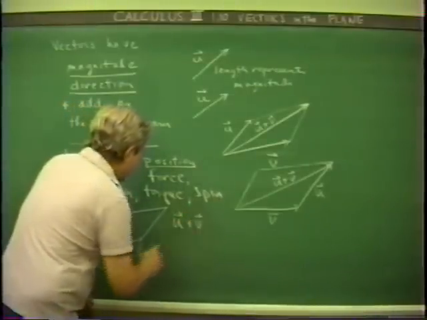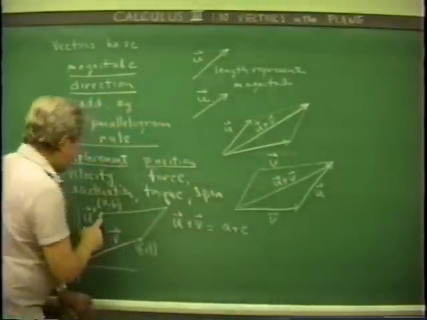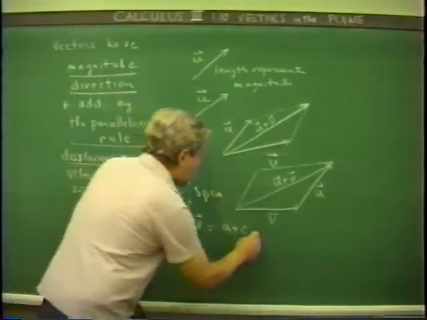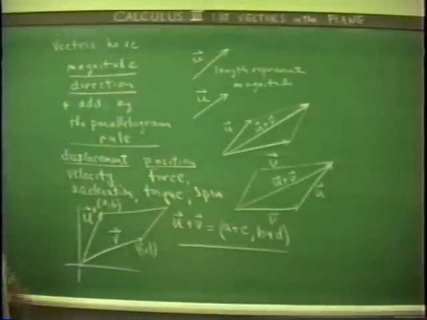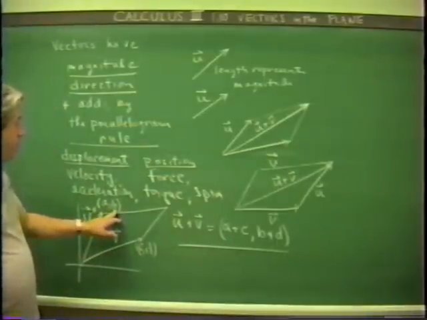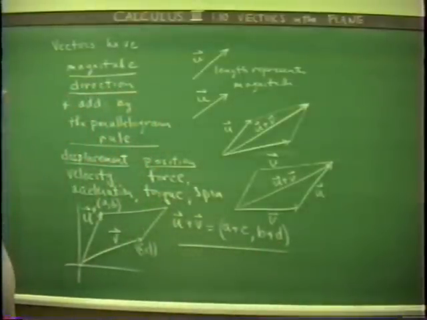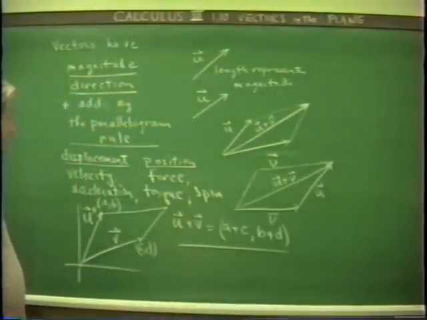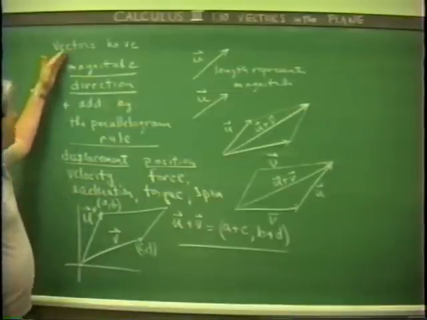And then what the parallelogram rule says is the following. If we add these two together, the x coordinate of u plus v is going to be a plus c. And the y coordinate of u plus v is going to be b plus d. So the addition by means of the parallelogram rule can be effected, if vectors are represented as points in the plane, by adding the x coordinates and adding the y coordinates. So this then would be the vector u plus v.